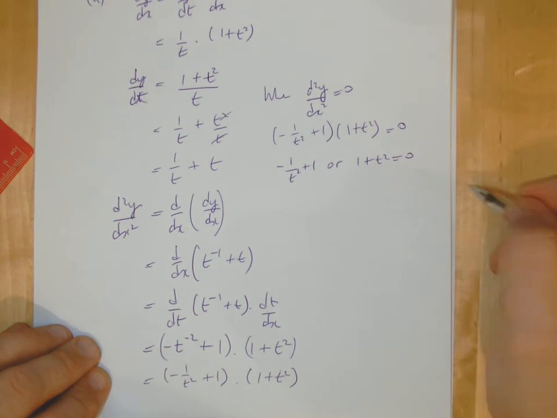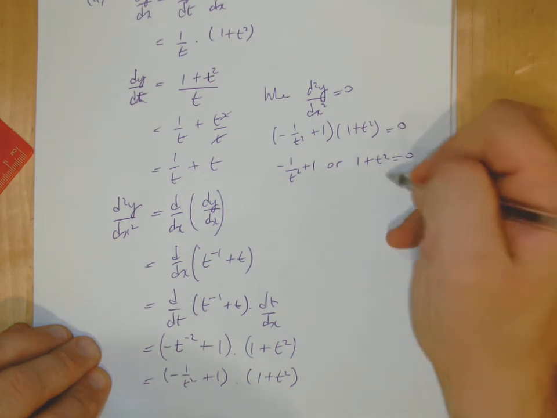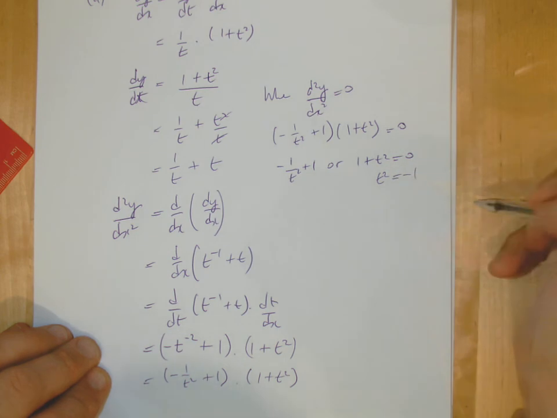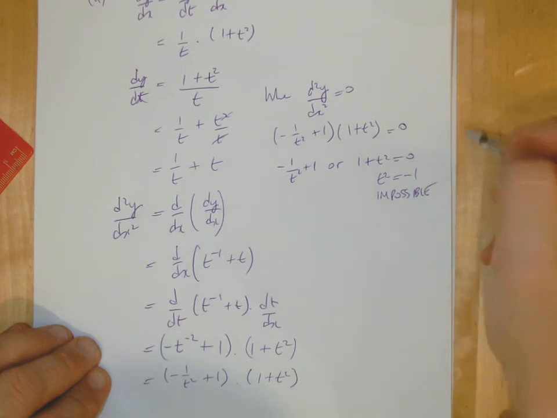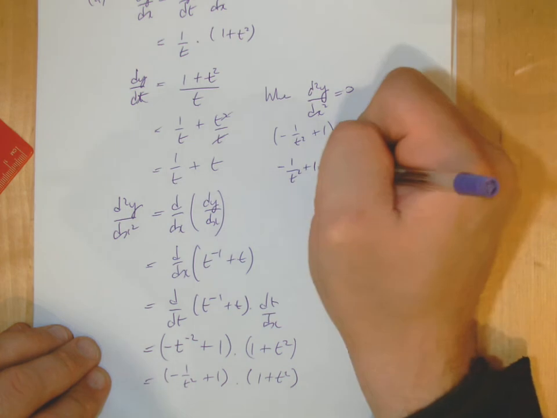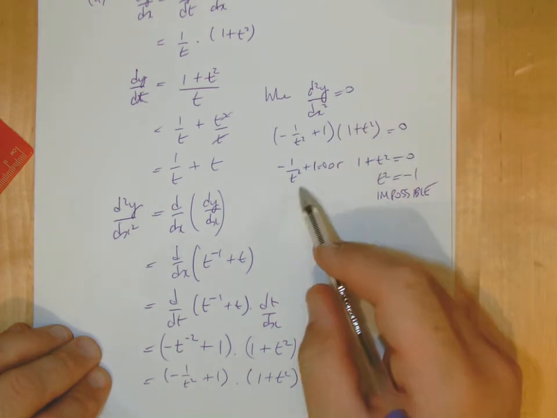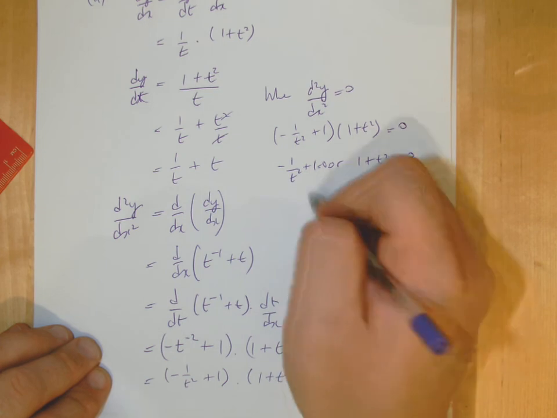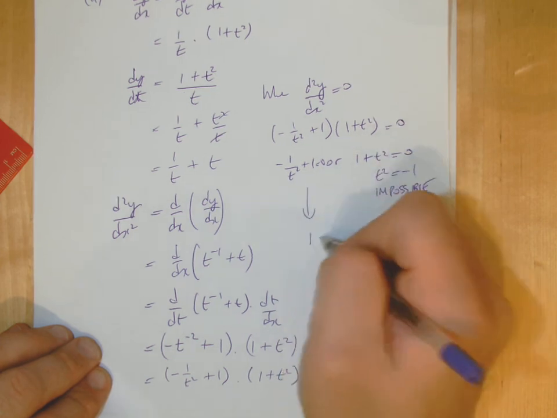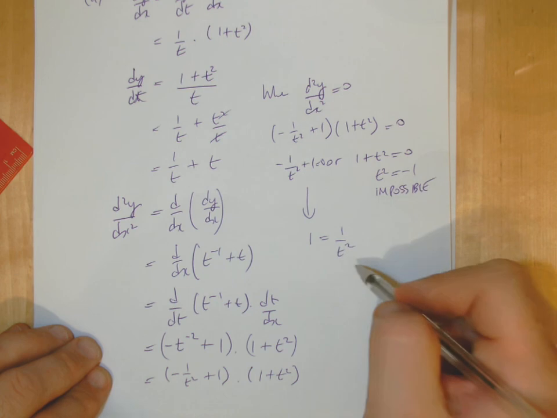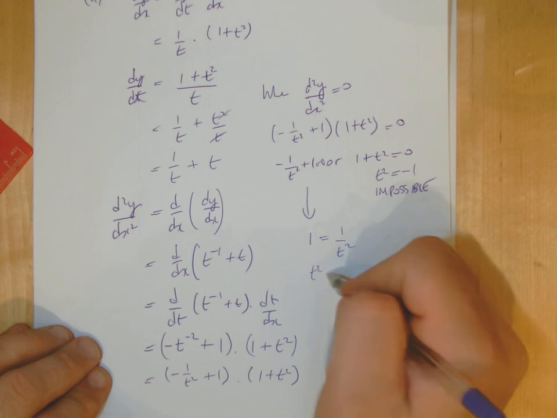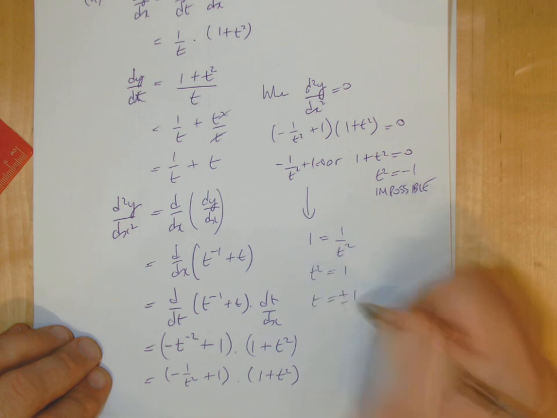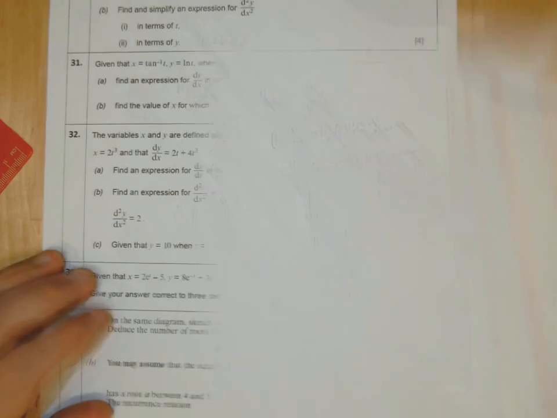Now with the second bracket, I can see straight away this is going to be an impossible situation, because t squared equals minus 1. It's impossible, so we can instantly dismiss that. The first bracket here should equal 0. So if that equals 0, we'll have 1 equals 1 over t squared. Then t squared will equal 1, which means t will equal plus or minus 1 when you square root it.